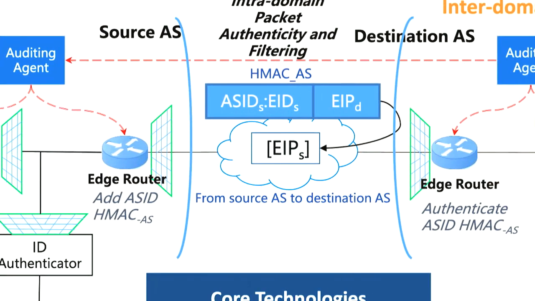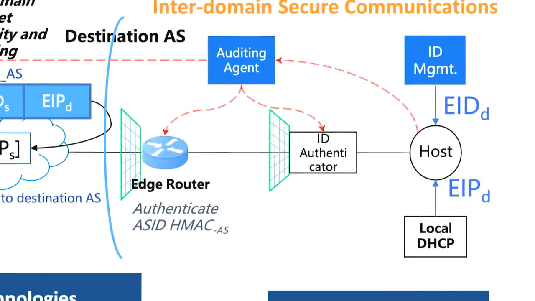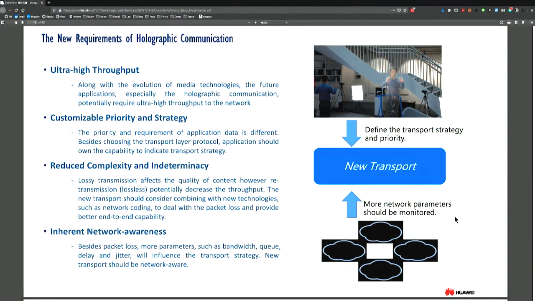There's also ample attention paid to the needs imposed by holographic communication, which appears to literally mean the display of holograms. There's like a 3D body outline in one of the slides. So they have ultra high throughput, customizable priority and strategy, reduced complexity, I don't know how that happens, and indeterminacy. We're reducing complexity and indeterminacy. We don't want lossy transmission to affect the quality of content. And basically, they're changing everything. And inherent network awareness. I don't think they like our autonomous packet routing approach because it's too indeterminate.